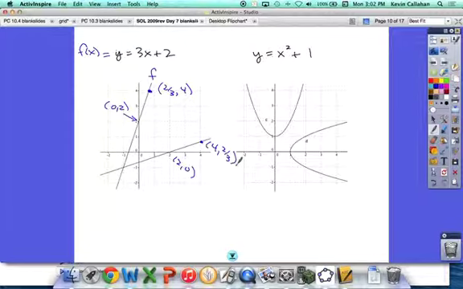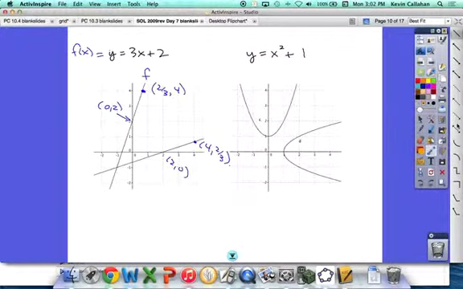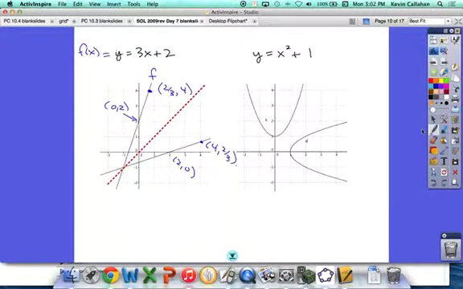It should look like they are flips across the line y equals x. That line right there should be a line of symmetry for that graph and that graph. That is the line y equals x.